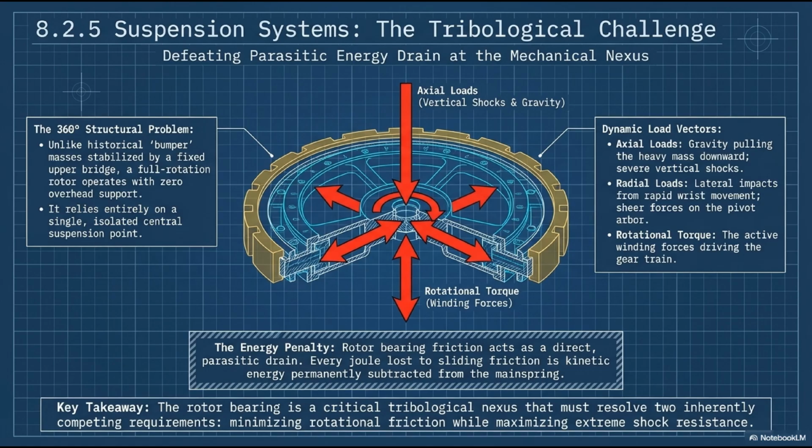The energy penalty here is severe. Rotor bearing friction acts as a direct, parasitic drain. Every single joule of energy lost to sliding friction at this central pivot is kinetic energy permanently subtracted from the mainspring. The rotor bearing must somehow resolve two inherently competing requirements: minimizing rotational friction while simultaneously maximizing extreme shock resistance.